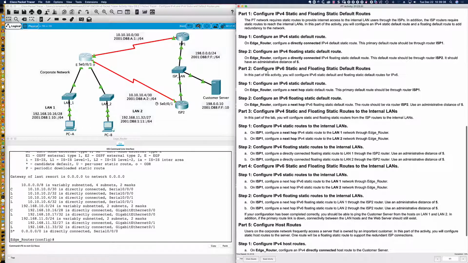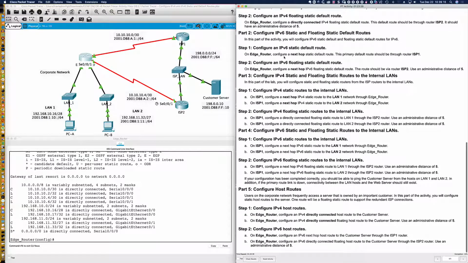So now we're going to configure IPv6 static and floating static default routes. So in this part of the activity, we're going to do the same thing here on the edge router. We're going to configure a next hop static default route. Now, I think that this is interesting because the text on page 135 talks about recursive static routes. Now, remember, I pointed out that the next hop static route is also known as a recursive static route. And we're going to talk about why that is here in a second. But when we're talking about next hop static routes, next hop means we provide the next hop IP address, right? The IP address of the hop we want the traffic to go to next.